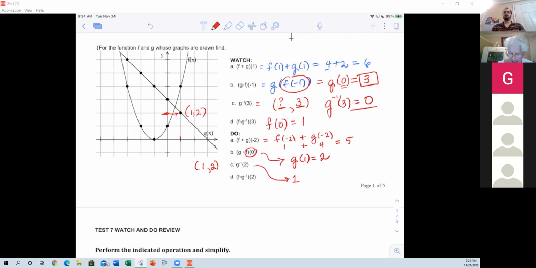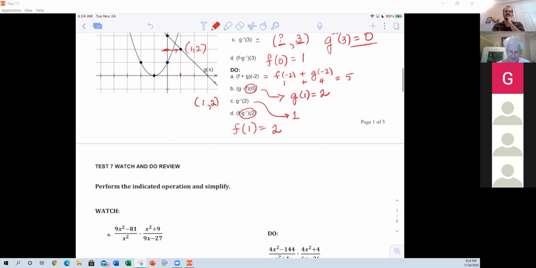All right, and finally, this last one is f of g -1 of 2. So we said g -1 of 2 is what? It was 1. And what is f of 1? And f of 1 is 2. Yes. Good. Thank you, Timothy. You're welcome.